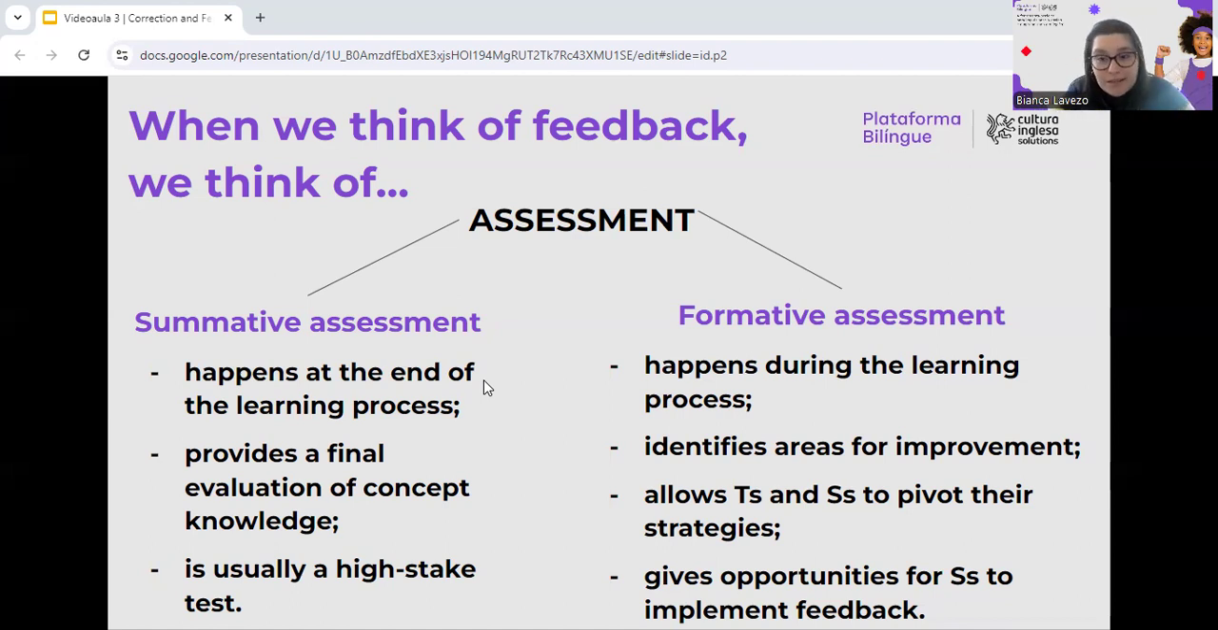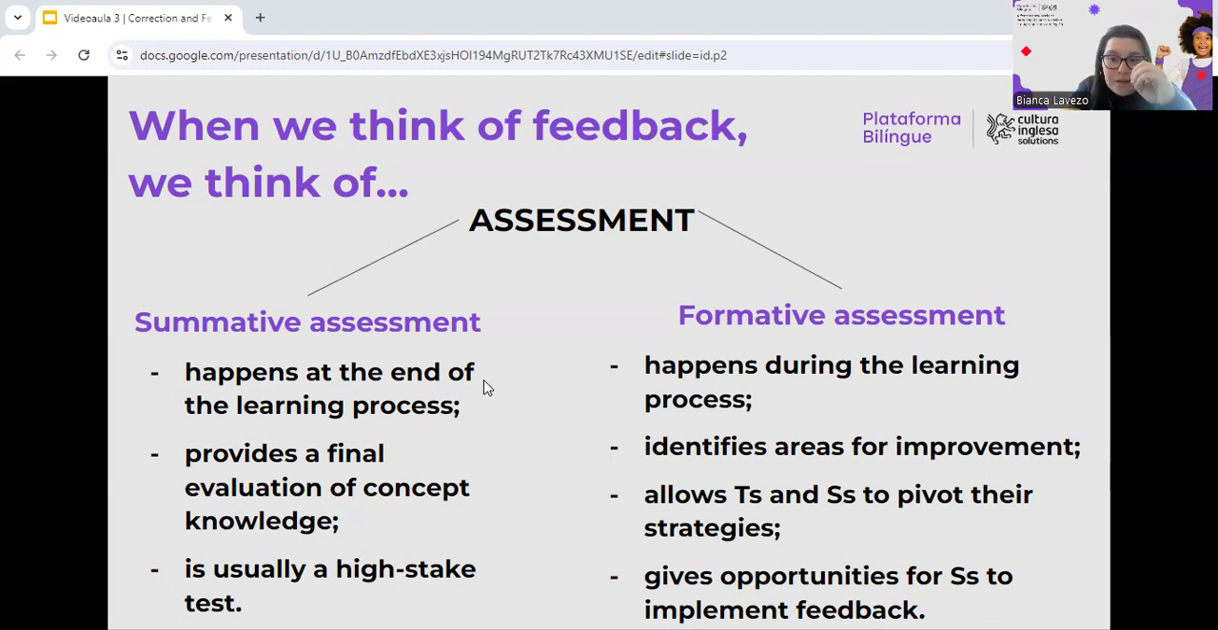And by no means am I trying to say that summative assessment is bad or it shouldn't be used. I'm not against it at all. What I am saying is that because we're so used to summative assessment, sometimes we kind of forget the idea of formative assessment. And this is the idea of today.